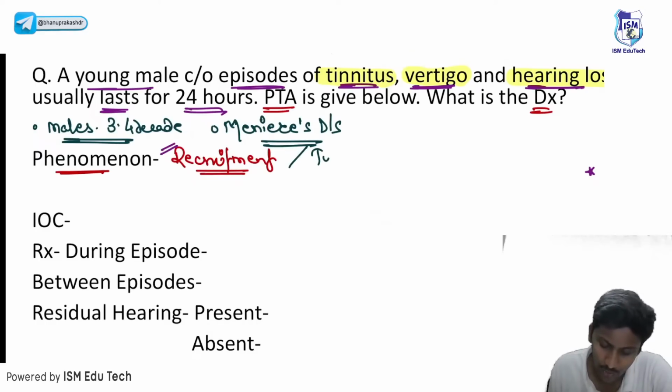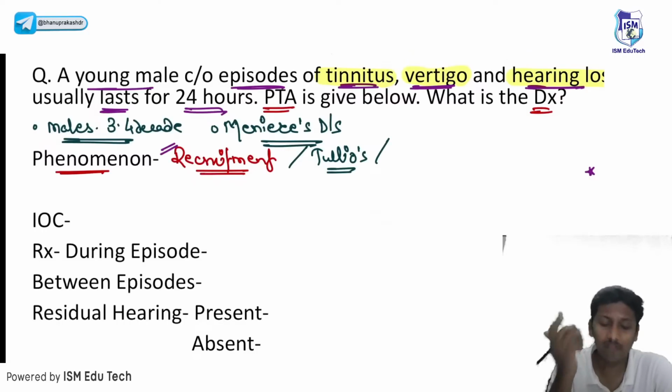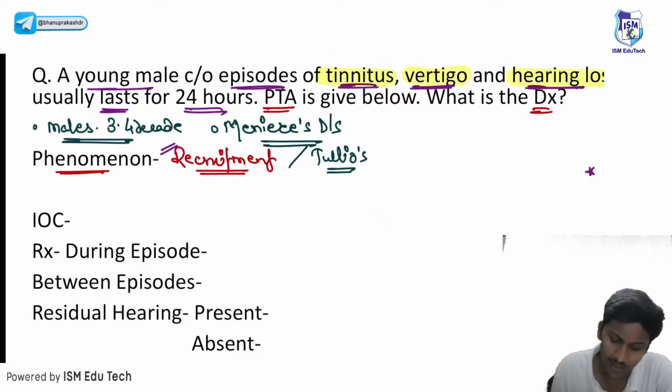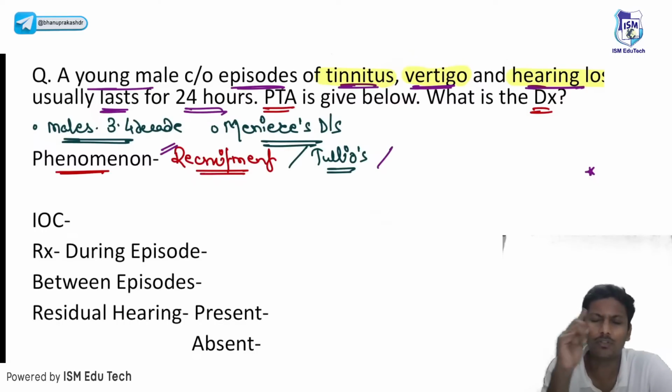Next, the patient will have Tullio's phenomenon. What is Tullio's phenomenon? The patient will experience vertigo whenever he hears a loud sound. Whenever the patient hears a loud sound, he experiences vertigo. That is Tullio's phenomenon.